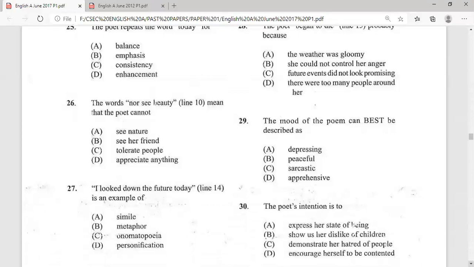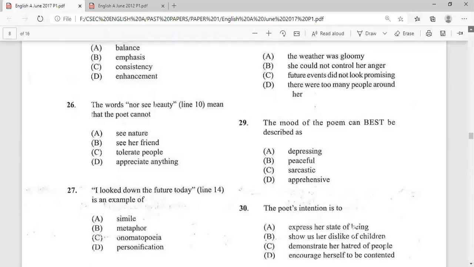27, I looked down the future today. And of course, based on all the options you have, the correct answer would be B. This is a metaphor. Nothing else in terms of your options would be correct.